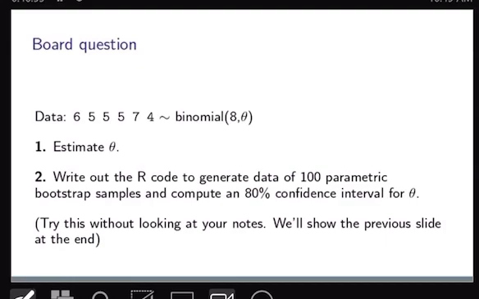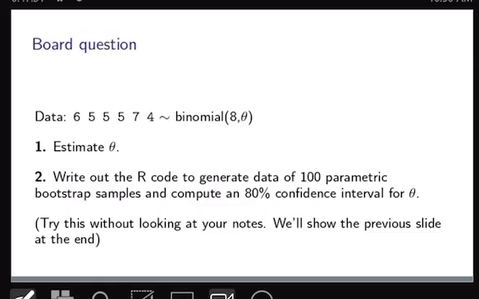This is a binomial distribution, right? Can somebody tell me what theta represents here? Extra credit. What does theta represent for the binomial distribution? I have n comma theta. Do you know what it represents? Go ahead. The probability of something, right? You are very correct.